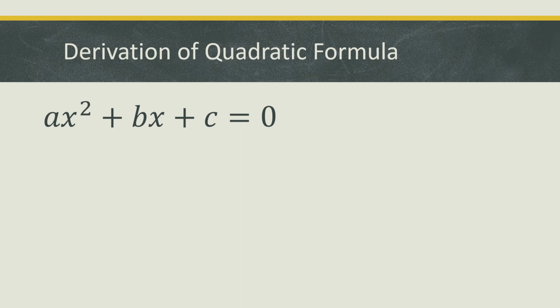The quadratic formula is derived from the standard form, ax squared plus bx plus c is equal to 0. So how are we going to derive the quadratic formula? We will use the completing the square method.